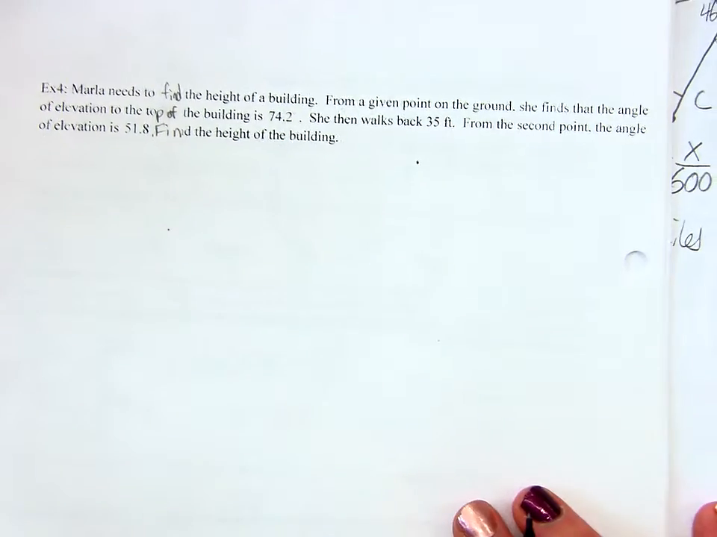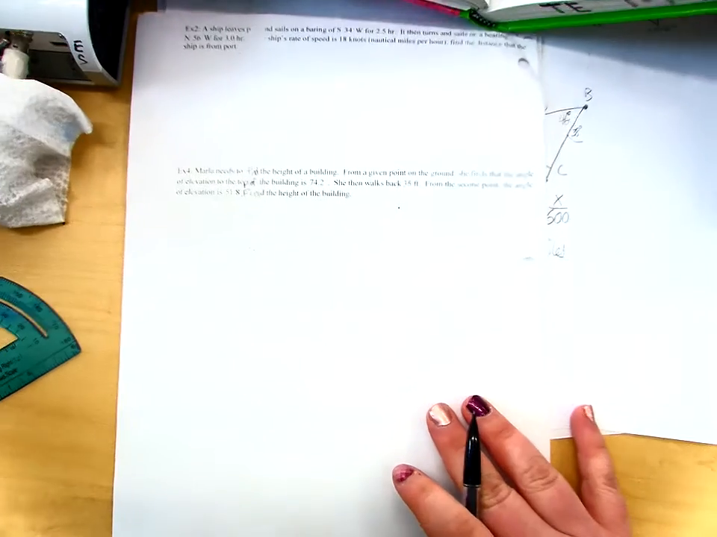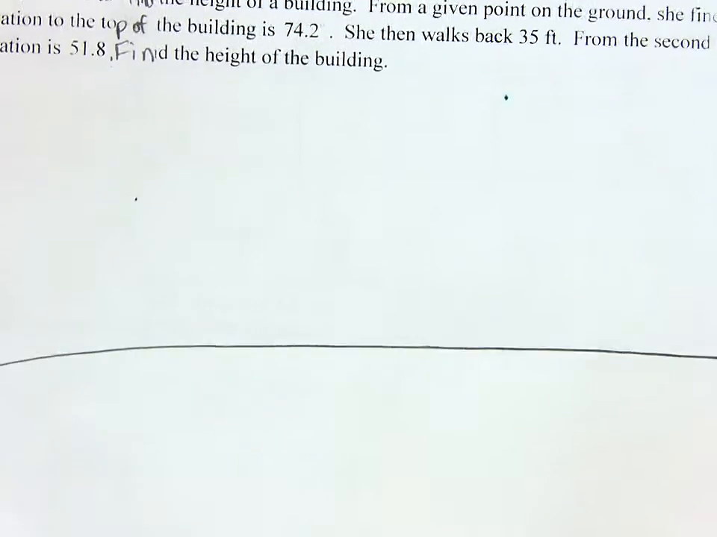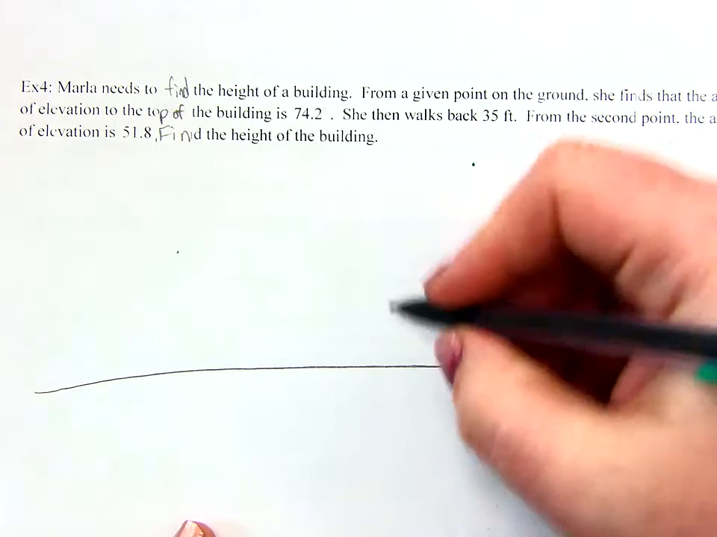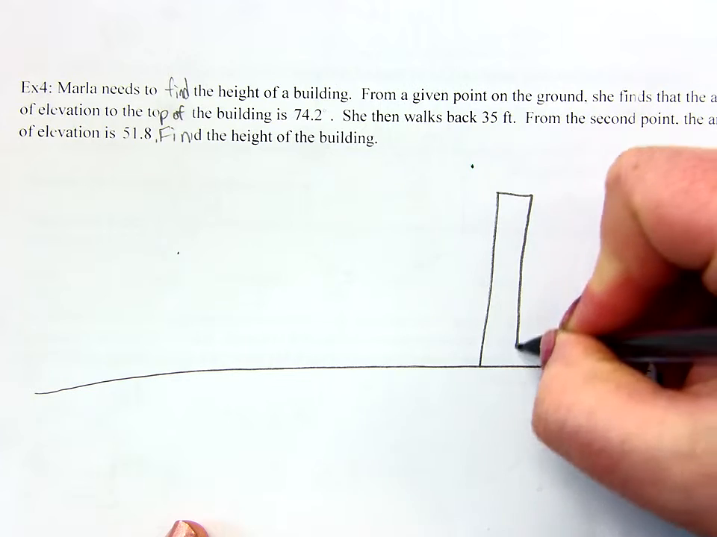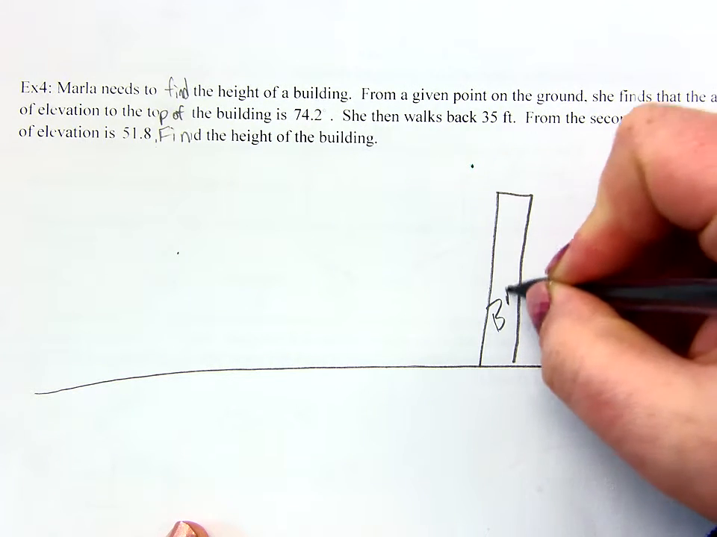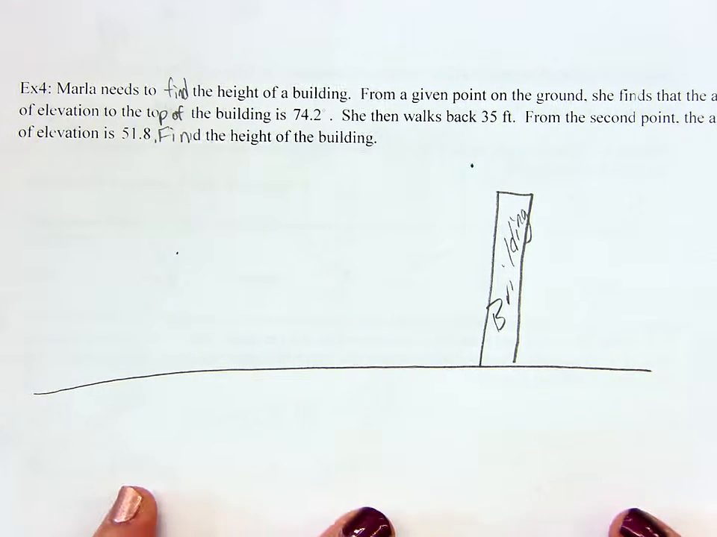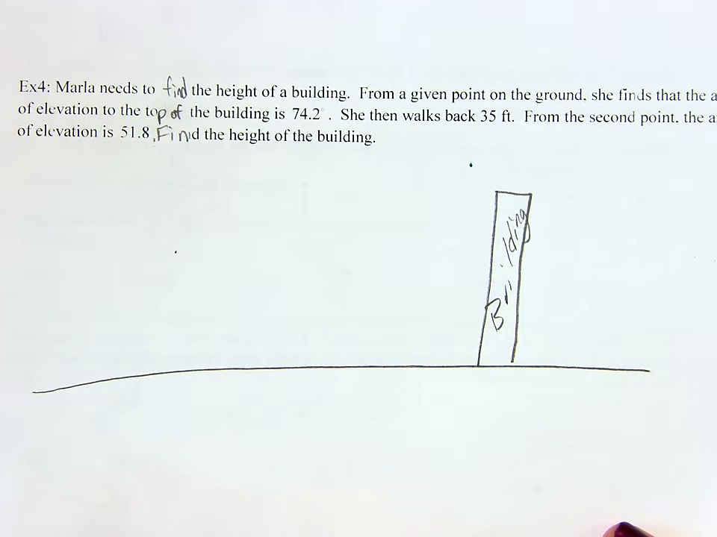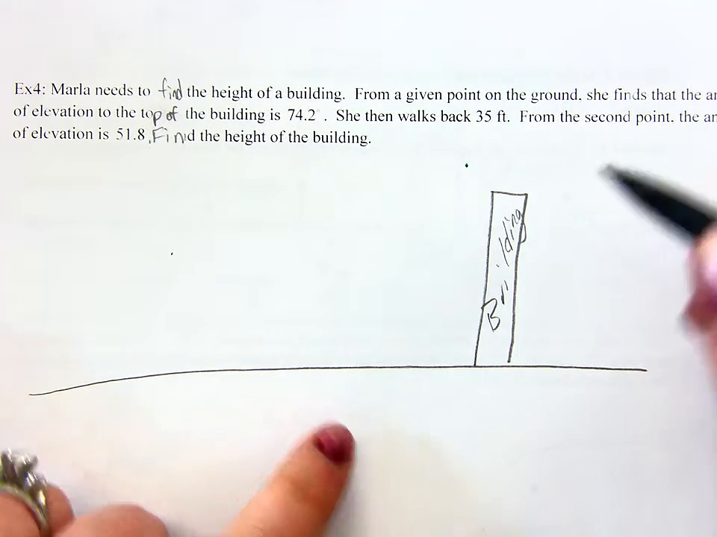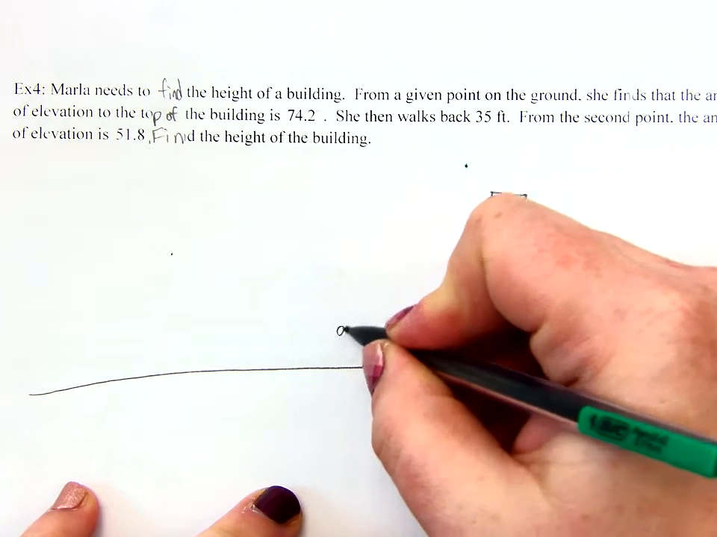We're about to have two triangles. Yes, we are going to have two triangles. So, I need to draw a couple of things. I always like to start with the ground. So I have a starting point. I have some building that she's going to try and find the height of. So here's my building. Okay, and then I have Marla. I'll put her here.